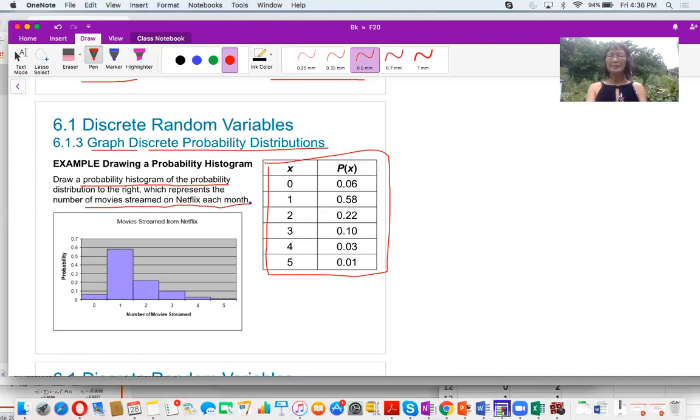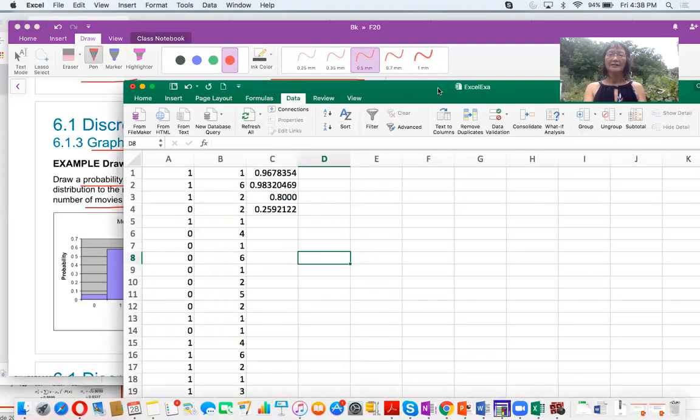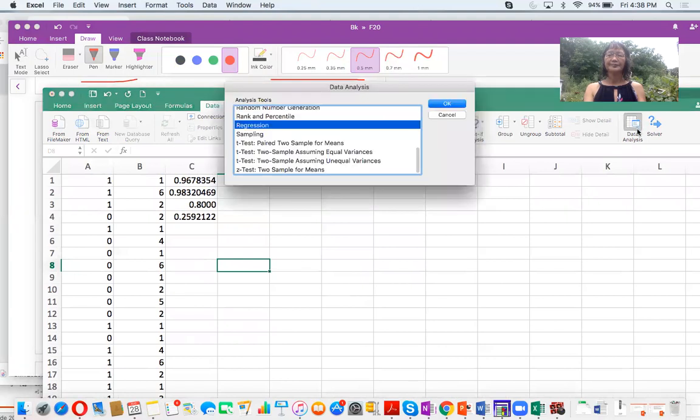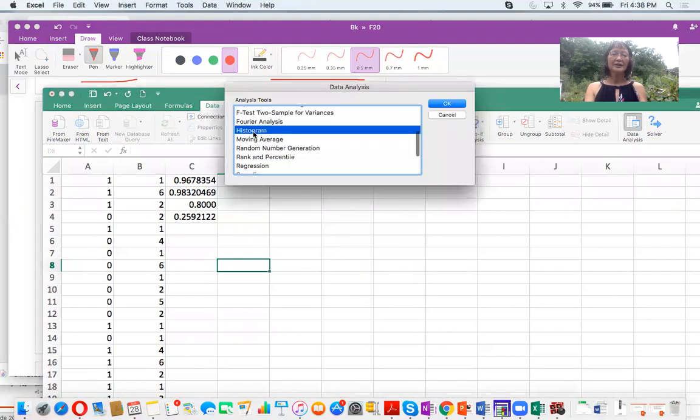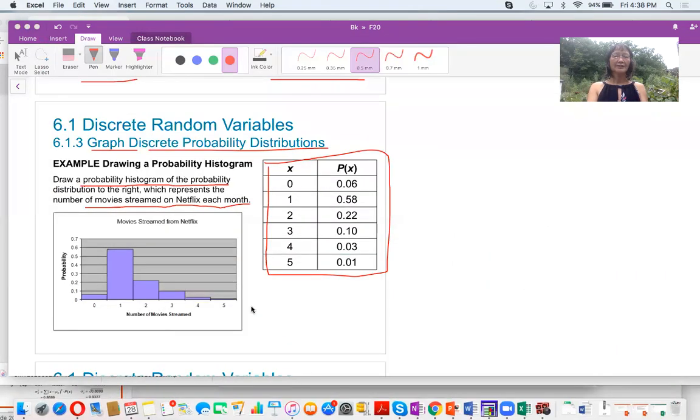To draw the histogram, you just use Excel, select the data range first, and then you go to Insert, Chart. If you are using Office 365, you should have a histogram. If not, you can go to Data Analysis, I'll show you here. So Data, and then Data Analysis. And you'll have histogram, okay? So that is the graph.